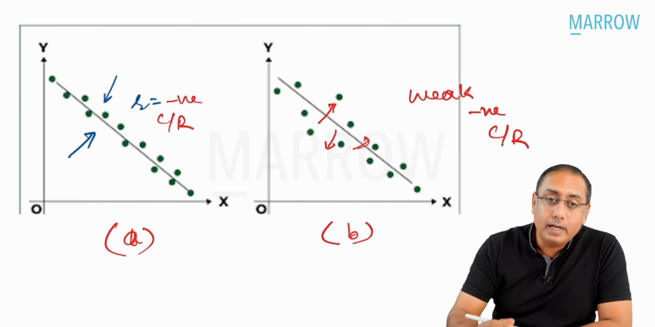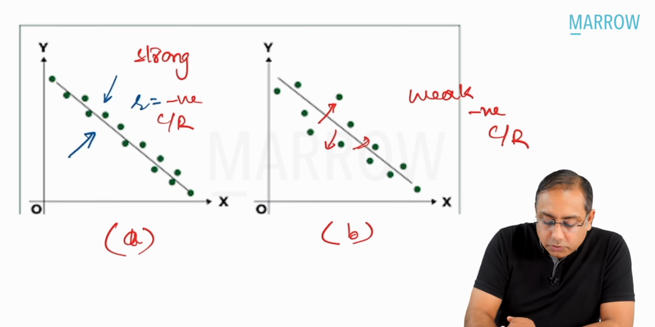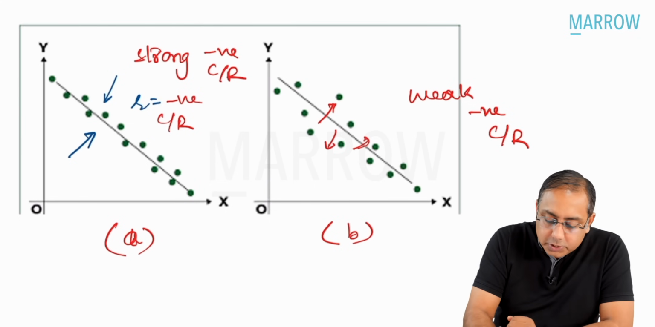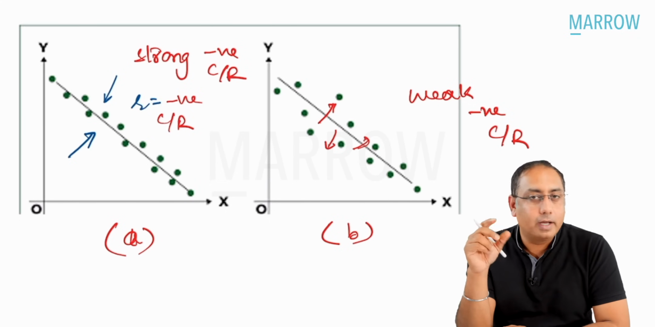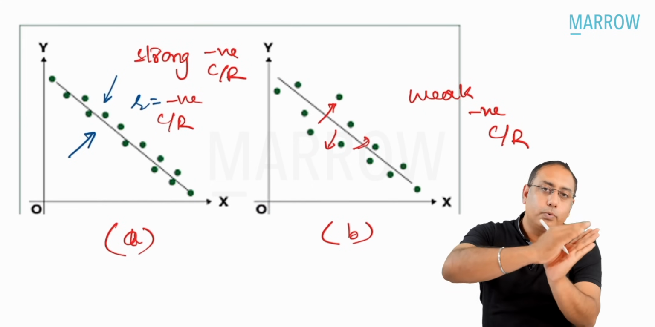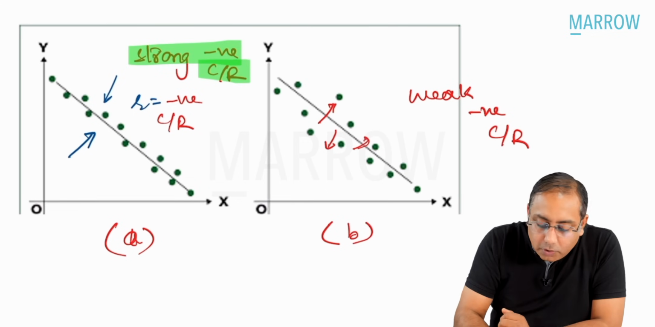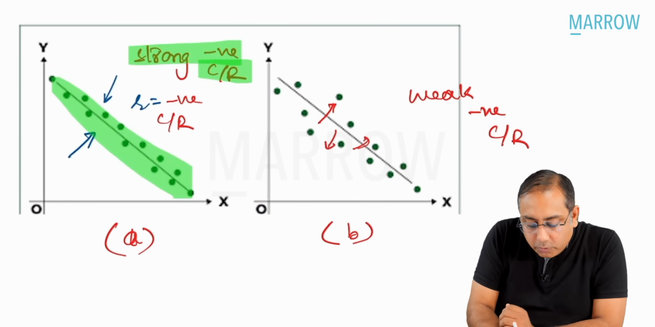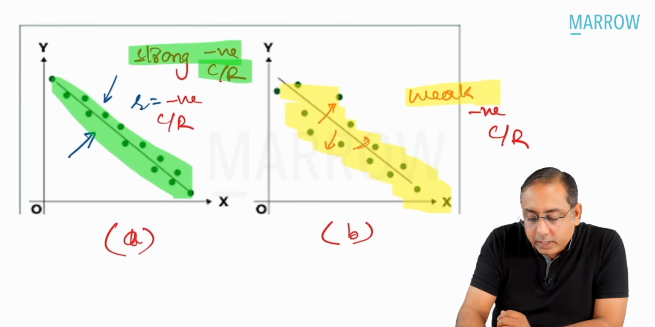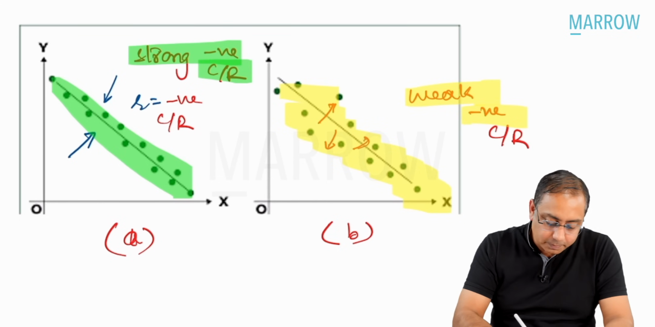This shows a weak negative correlation compared to A, and A shows a strong negative correlation compared to chart number B. I hope you get it, that the dots are more towards the center line. They are more towards the median or the mean. So it's an indication of a strong negative correlation because they are more towards it. On the other hand, the dots are more haywire, it shows a weak negative correlation. They both are in terms of the negative correlation, right?